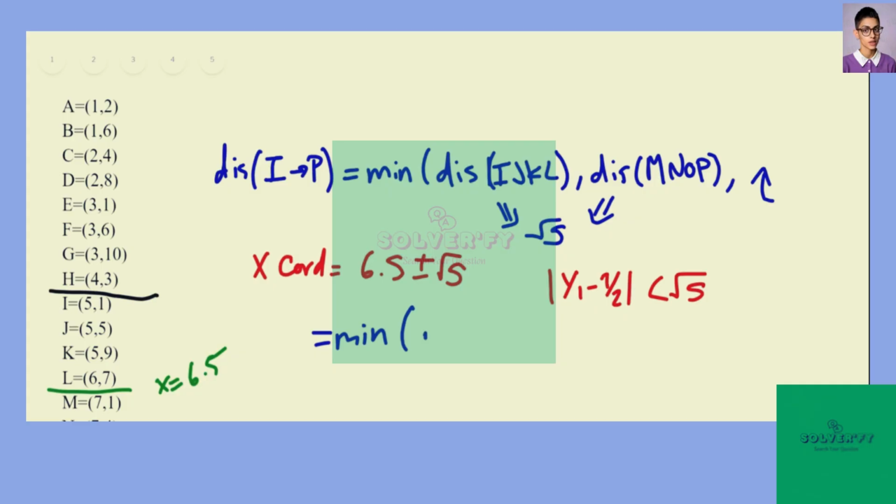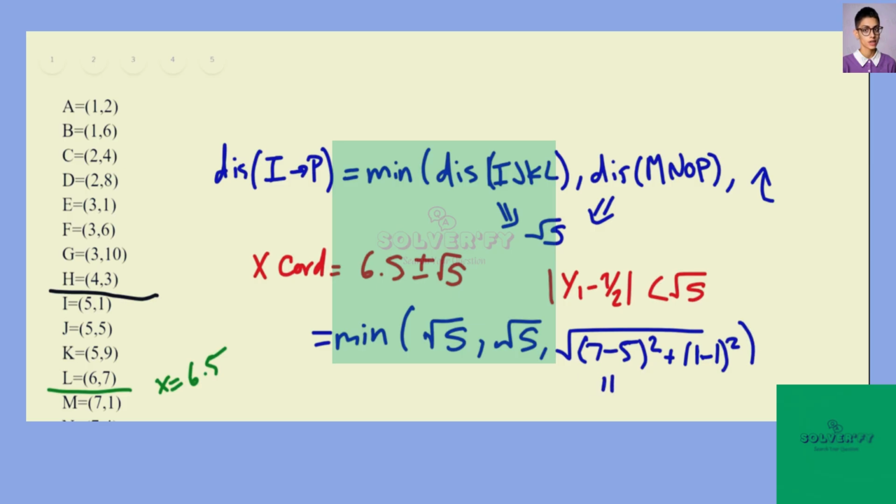So we end up wanting the minimum of, so the distance from I, J, K, and L was root 5. Distance of M and OP was root 5. And then we want the square root of, we're taking the distance from I and M. So that was 7 minus 5 squared plus 1 minus 1 squared, which of course is going to be equal to 2 as well.